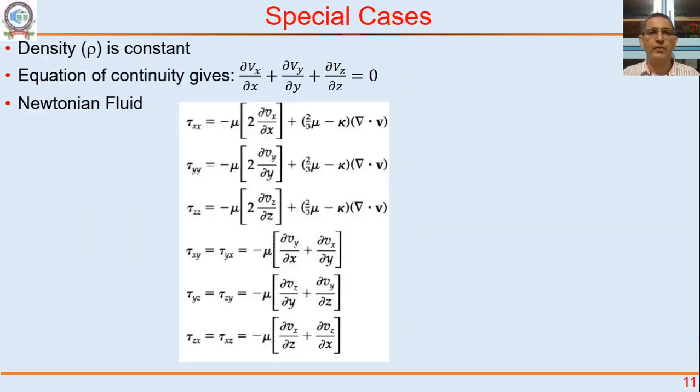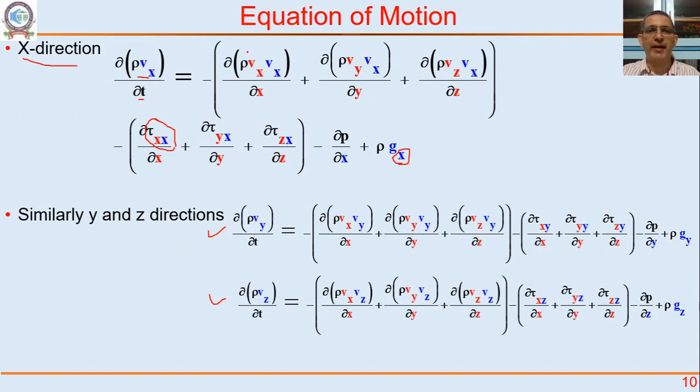Let's go forward. Okay. If density is constant, equation of continuity gives you del Vx by del x plus del Vy by del y plus del Vz by del z is equal to 0. That's what the equation of continuity is. What I want you to do is you can expand this bracket, right? Take rho out, rho common, constant density, you can take it out. This bracket you can expand, this bracket you can expand, this bracket you can expand and use this continuity equation.